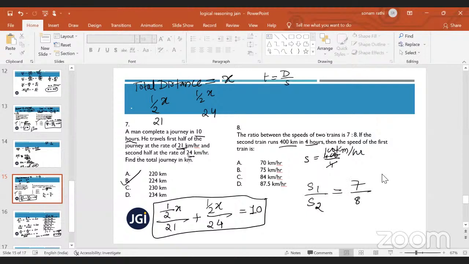You know speed 2 is train 2 speed. S2 is equals to 100. S1 is equals to 7 into 100 by 8. Option D, 87.5. Got it, everyone? Done, everyone?